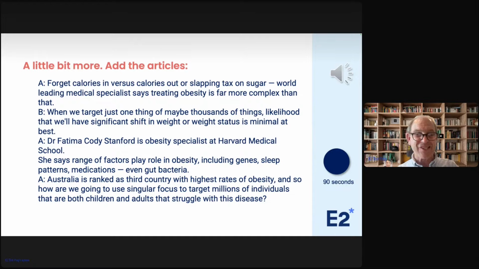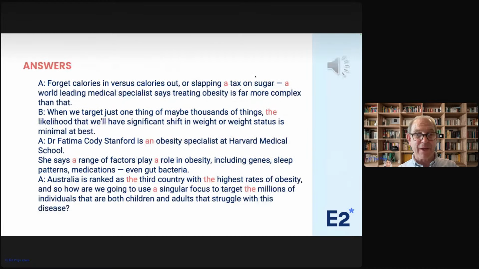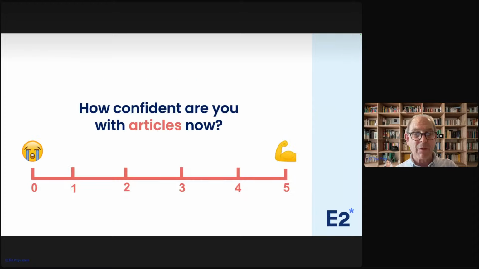All right. So we could see words that weren't there. The words that weren't there were articles. Forget calories in versus calories out. There they are there. A tax on sugar, a world leading, the likelihood, an obesity specialist, a role in obesity. Yep, the third country, the highest, superlatives, a singular focus, singular, general, the millions of individuals, millions specific. High five for getting it right. Awesome. How confident are you with articles now?